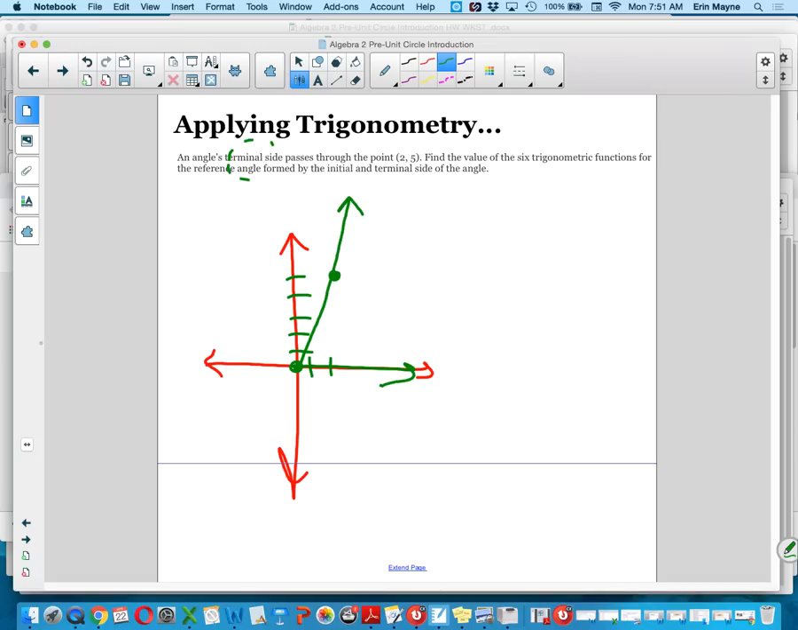And our job is going to become to find the value of the 6 trigonometric ratios of the reference angle formed. So to help us with this, we're going to consider that yes, this ray of the angle goes on forever, but no matter where I stop it, if I were to stop it here, or here, or way out here, we would have what we consider similar triangles.